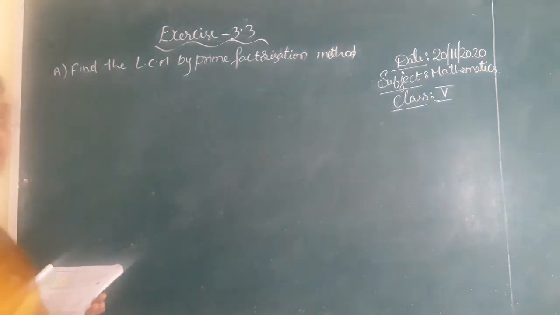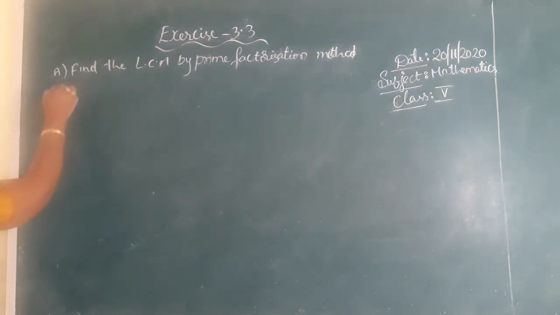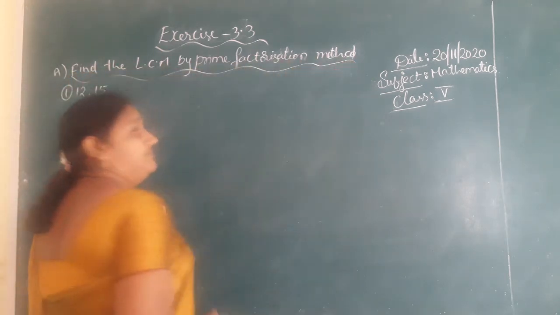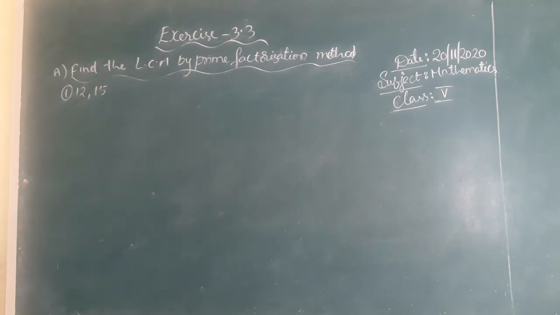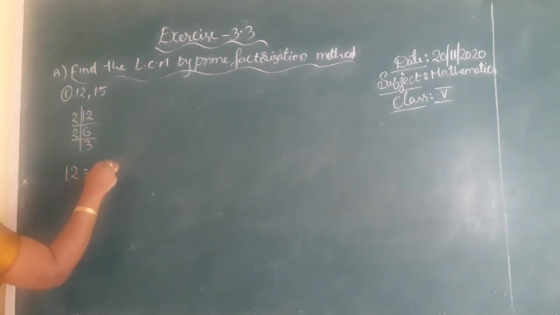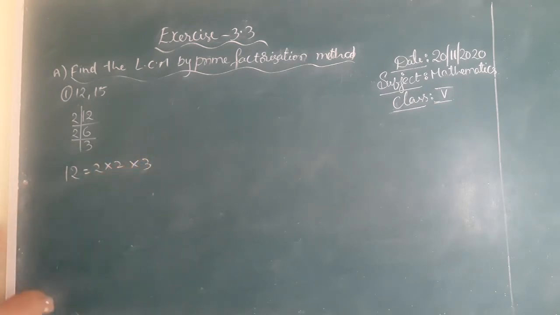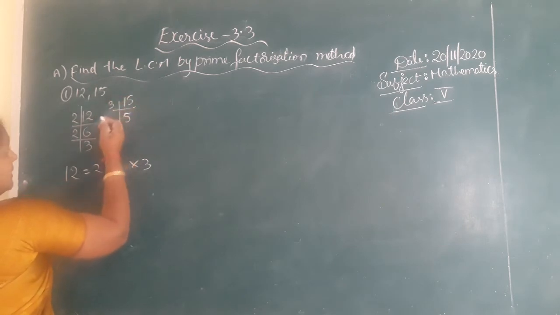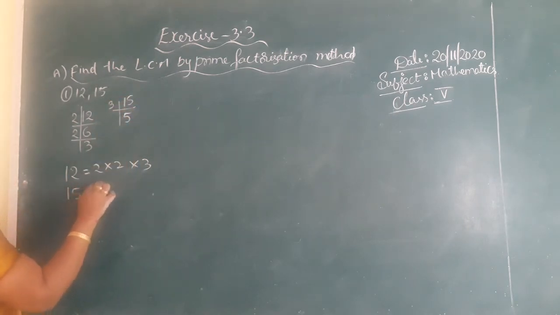Find the LCM by prime factorization method. See the first one, 12 comma 15. How can we find that LCM by prime factorization using 12 and 15? What are the prime factors for 12? Do the prime factorization: 2 sixes and 2 threes. So 12 can be written as 2 into 2 into 3. Next, 15 prime factors: 3 fives are 15. So 15 can be written as 3 into 5.